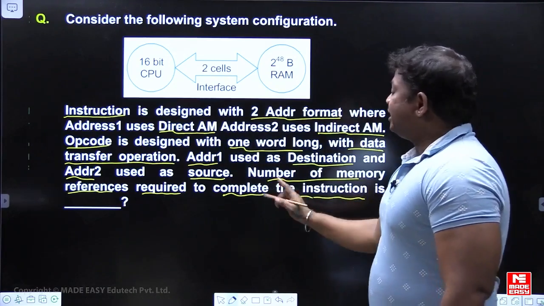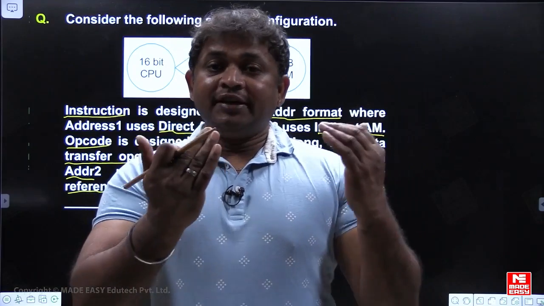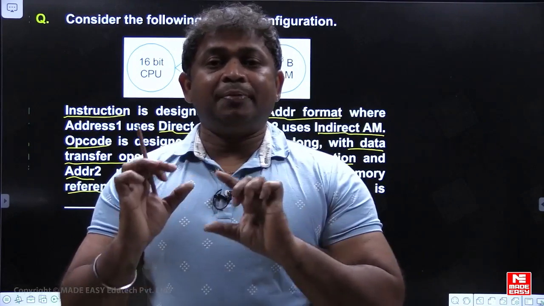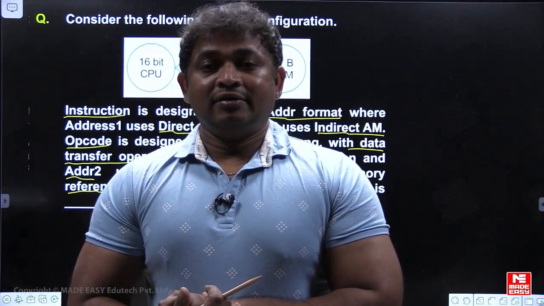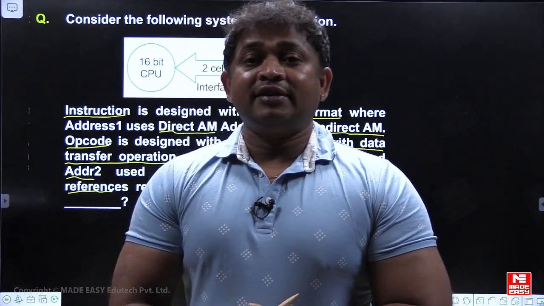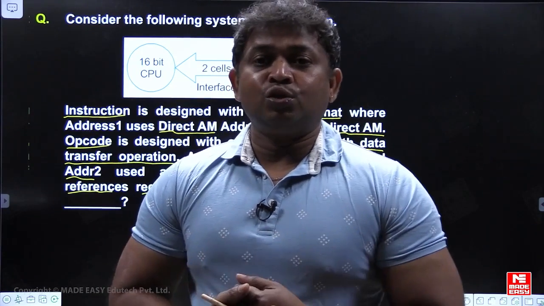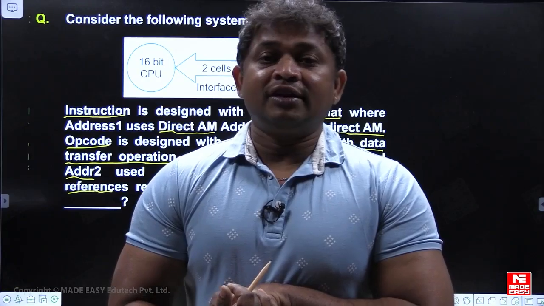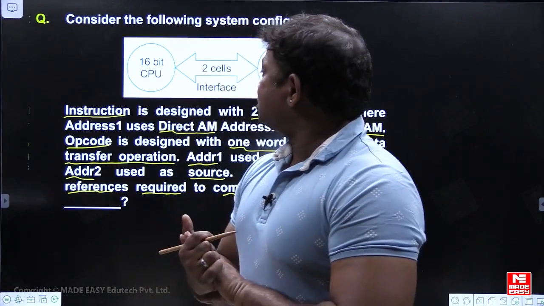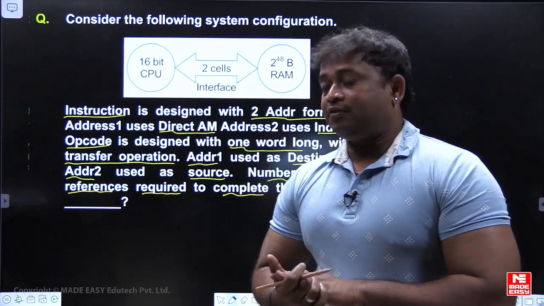To complete the instruction, what does that mean? Fetch the instruction from the memory and execute the instruction. So fetch cycle plus execution cycle. Together, how many memory references are required? That you need to identify. All of you, please solve the question. Let me see whether you are giving the right answer or the wrong answer. This is an important question, a nice question. Please solve it. Do it fast.